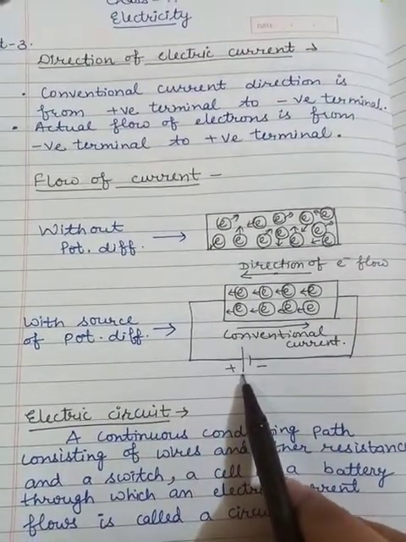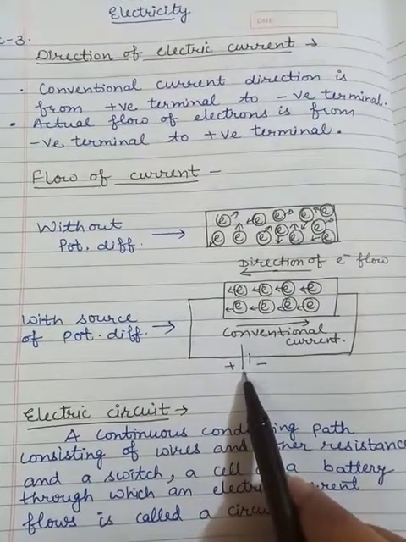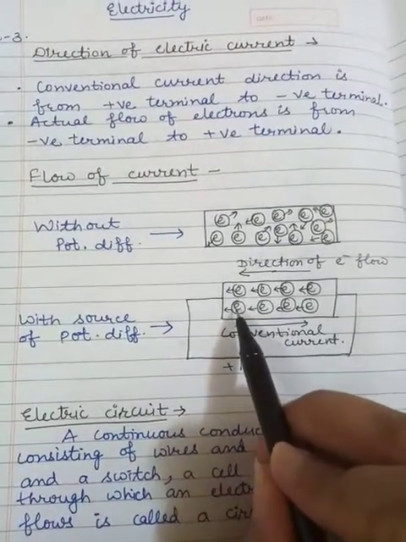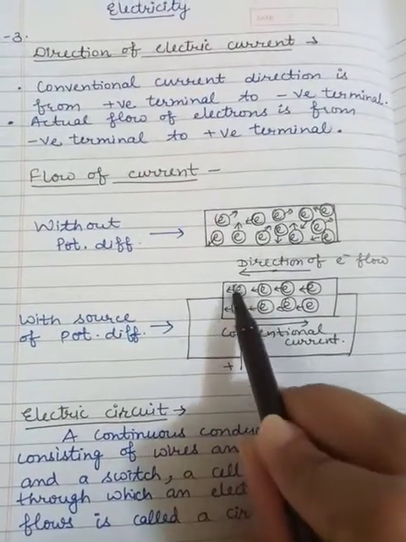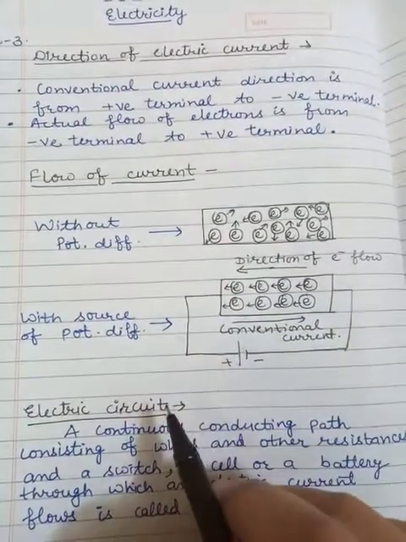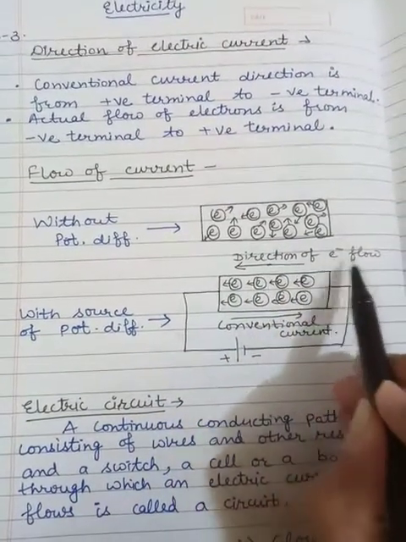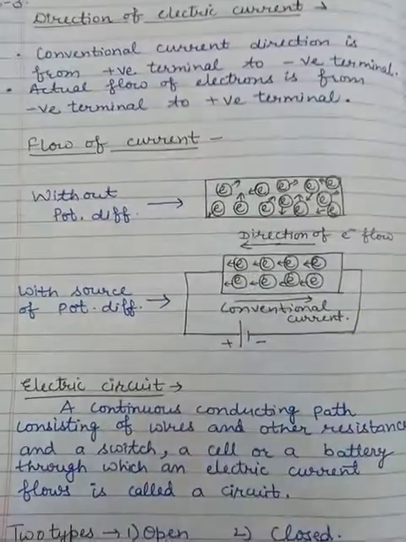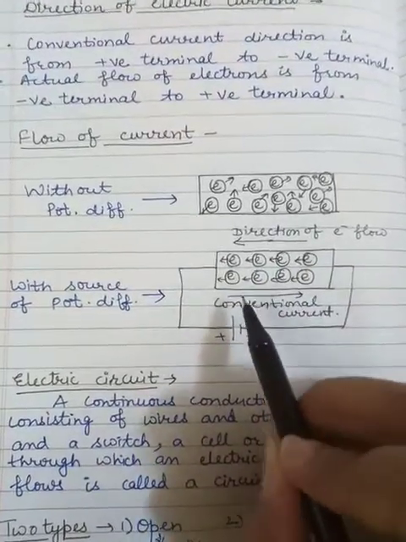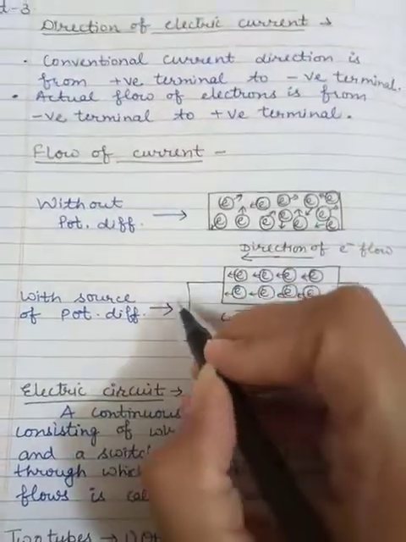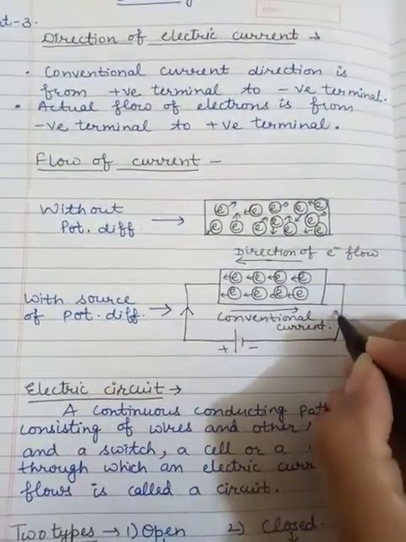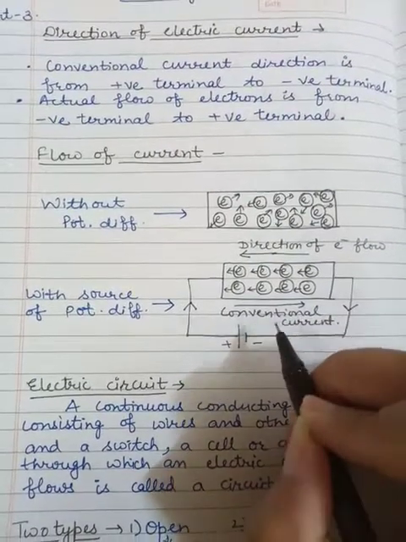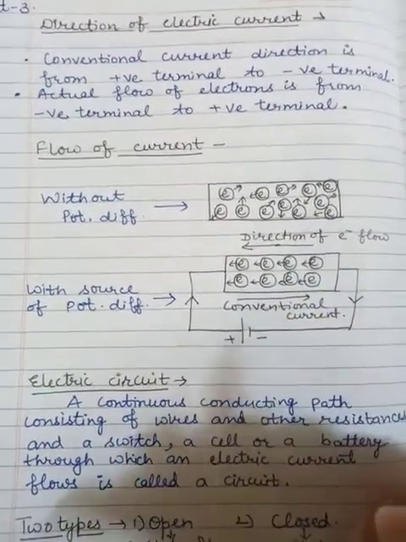But when there is a source of potential difference, and the source of potential difference is a cell or a battery, then the electrons, which have negative charge, are attracted towards the positive charge. So this is the direction of electron flow. These electrons will flow towards the positive charge. But the conventional current moves from the positive terminal to the negative terminal. This is the conventional current direction which we are using in our circuit diagrams.